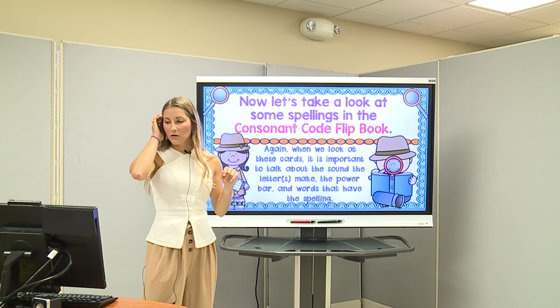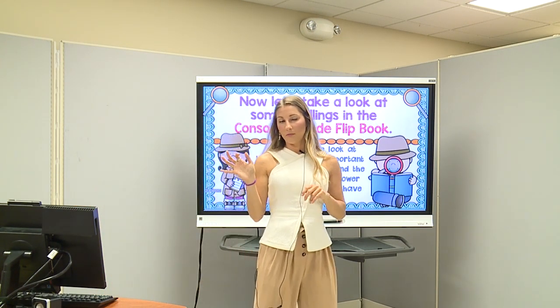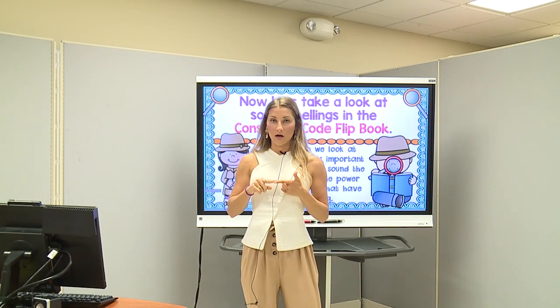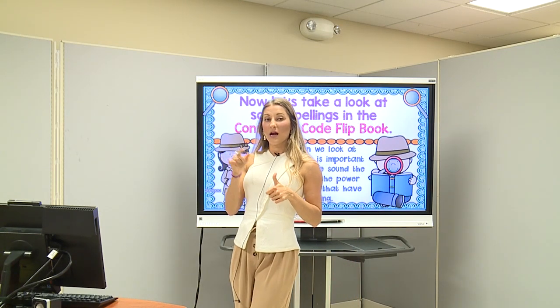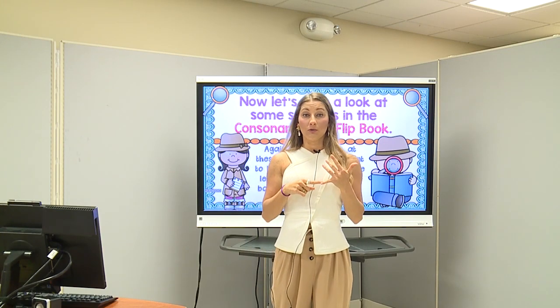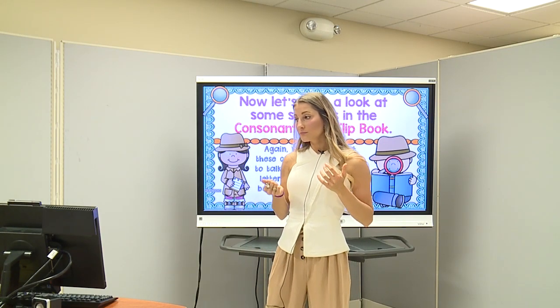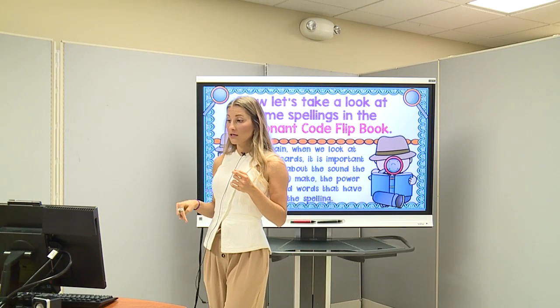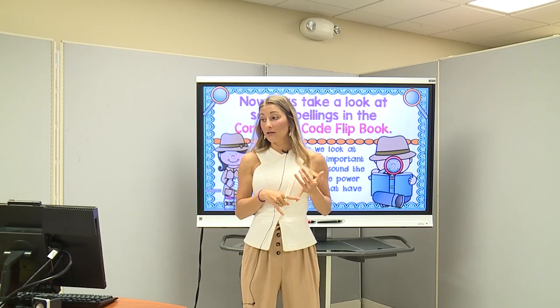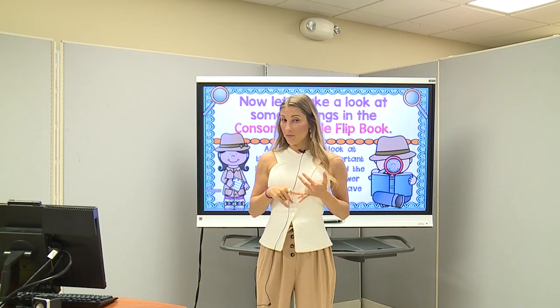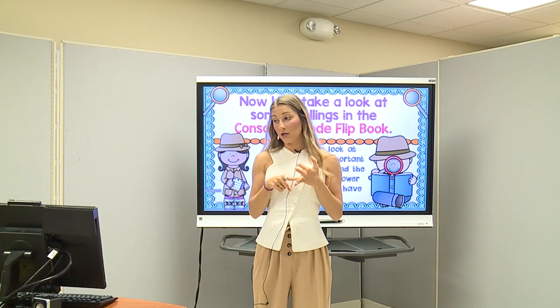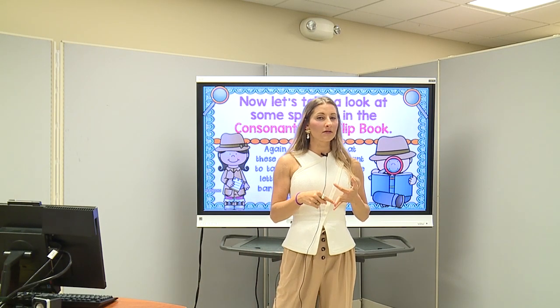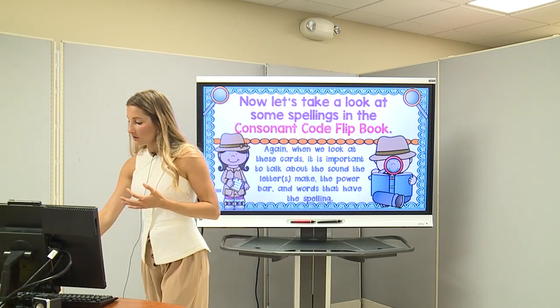Okay, so let's take a look at some spellings in the consonant code flipbook. Remember, vowels are different than consonants. Your vowels are A, E, I, O, and U, and sometimes Y. And again, when we look at these consonant cards, it's important to talk about the sound that the letters make, the power bar, or how often and common that they are used, and the words that have the spelling, okay?